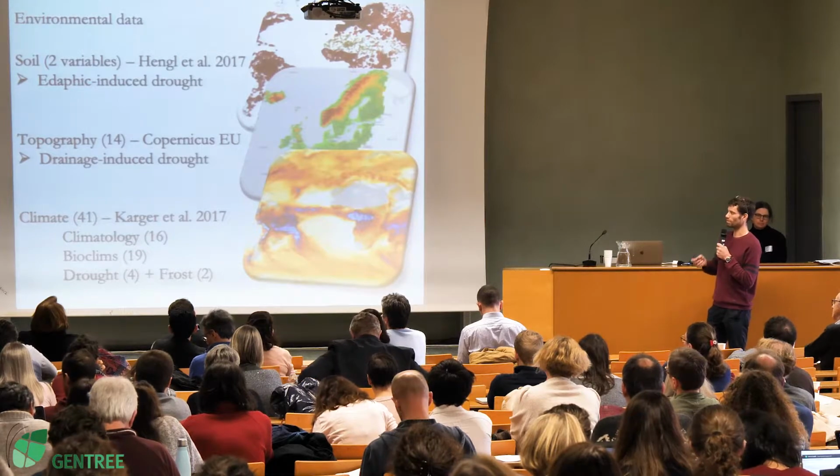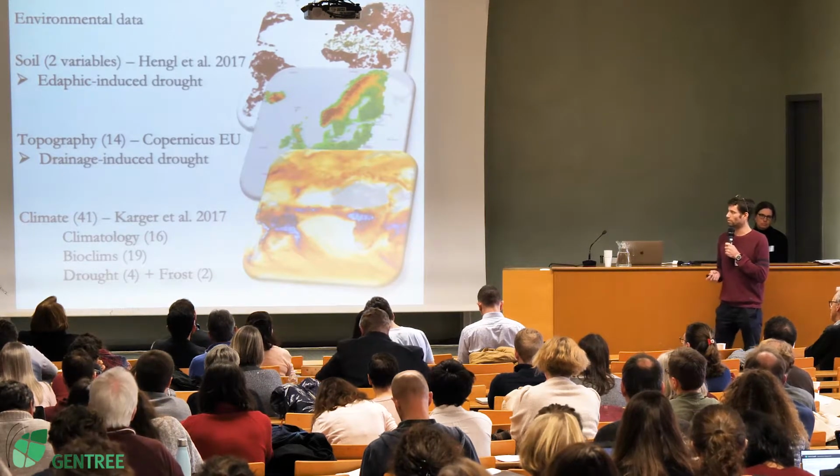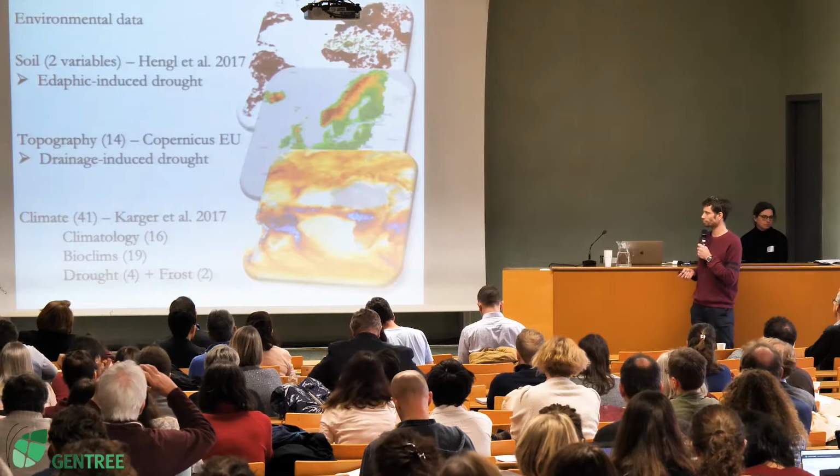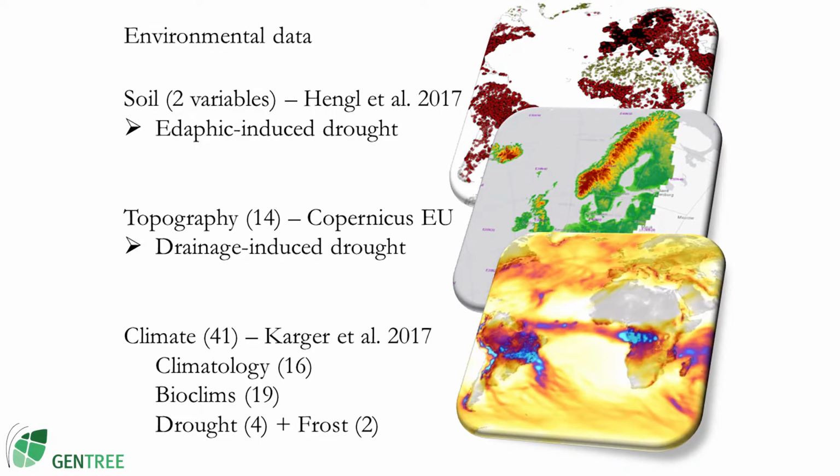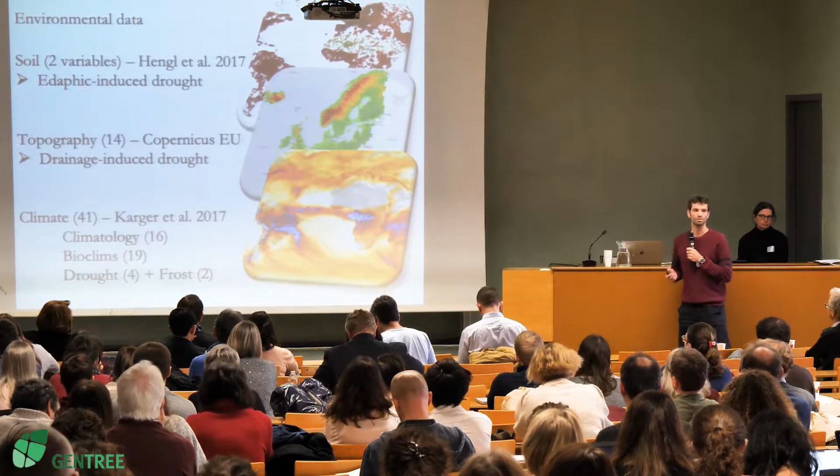The last one is a climate data set using CHELSA data. We have 3 subdivisions: climatology, with the mean, minimum, maximum and average temperature and precipitation for the 4 seasons; the bioclimatic variables; and the drought variables, 4 variables plus 2 frost variables.